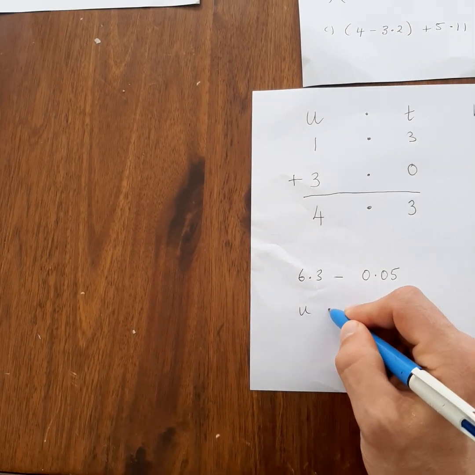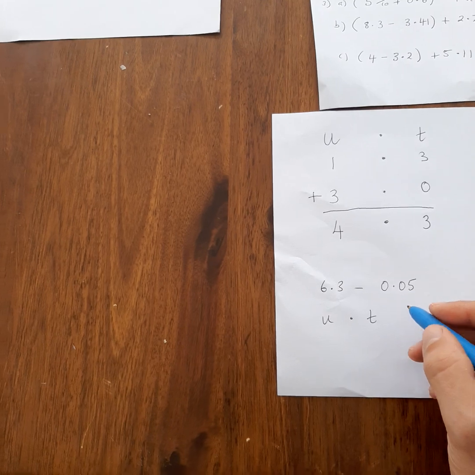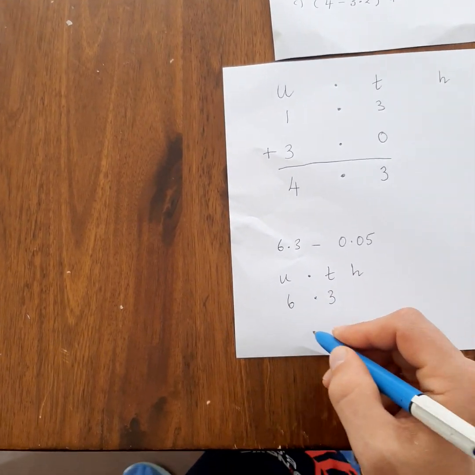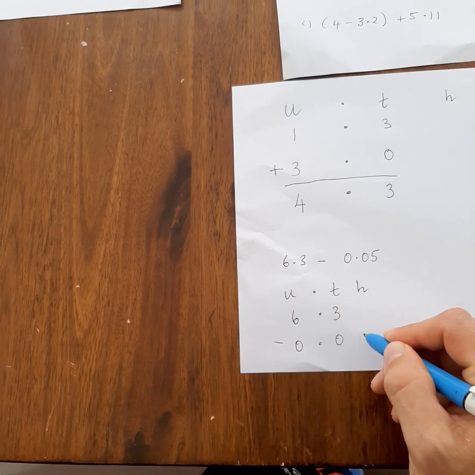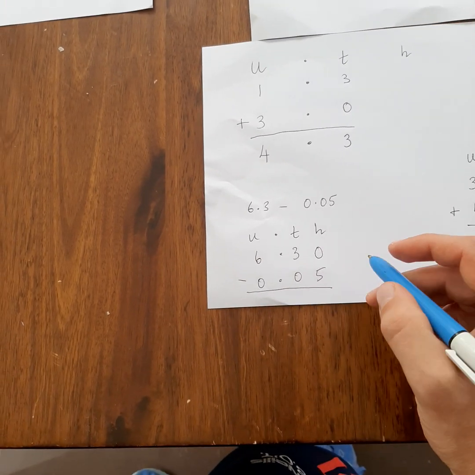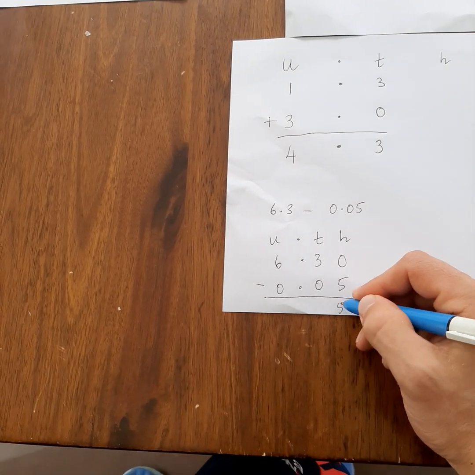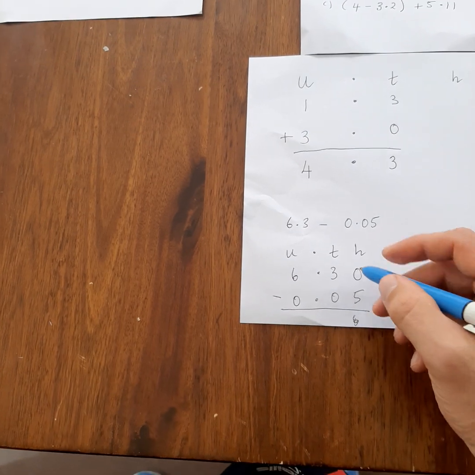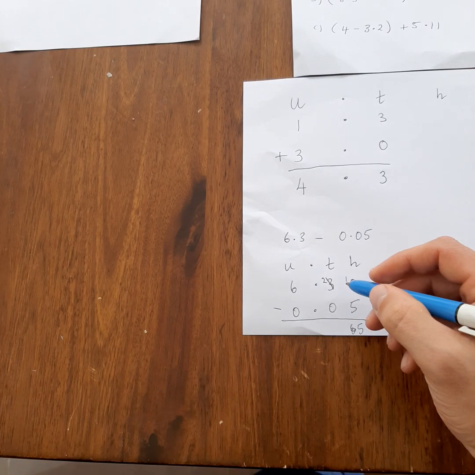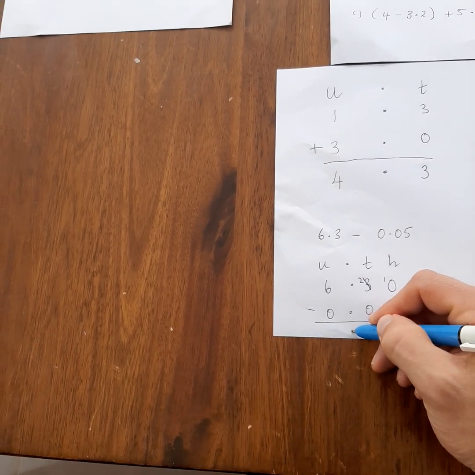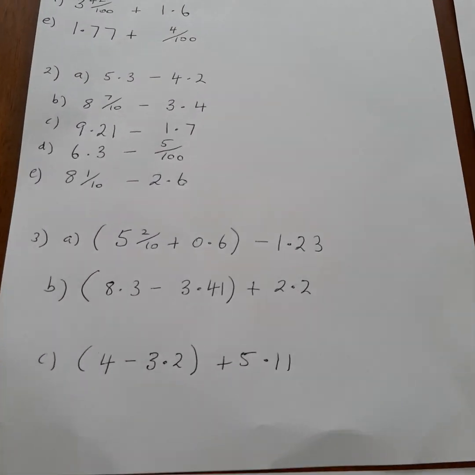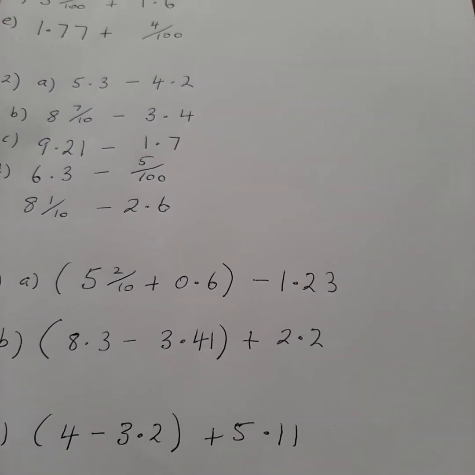Now I've got my place value. 6.3, take away 0.05. I must fill in my 0 here in my hundredths column. 0 and 5 is 5. Oh, sorry, it's take away. 0 take 5, cannot do. Go next door, leave 2, bring 1. 10 take 5 is 5. 2 take 0 is 2. Decimal point. 6 take 0 is 6. Okay? Then in part 3, look, it's a two-step problem, so you must do the brackets first.